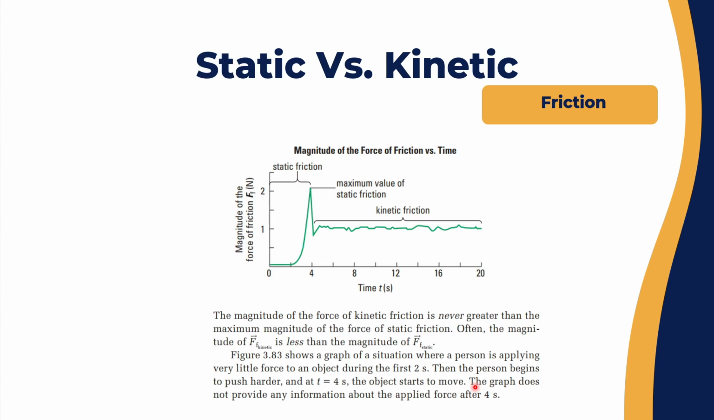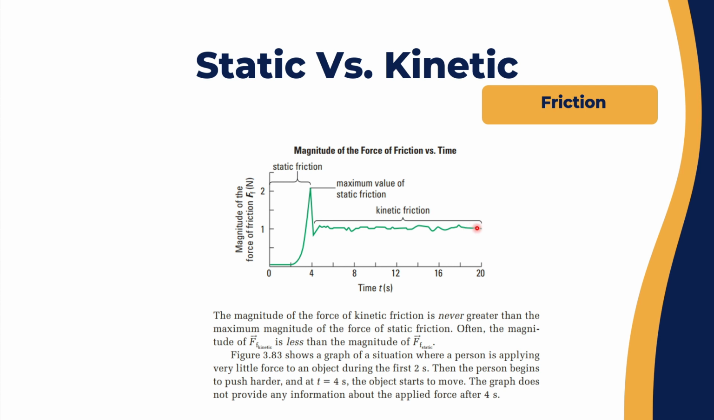Now, if you want to look at a graph for static versus kinetic friction, in this case, we can draw time versus the magnitude of the force of friction in newtons. We can see here there is a curve for static friction. You are pulling with a force, but there is friction building up until it reaches a breaking point, which is the maximum value of static friction. After that, the object will start to move, and all the friction that you get is kinetic friction.